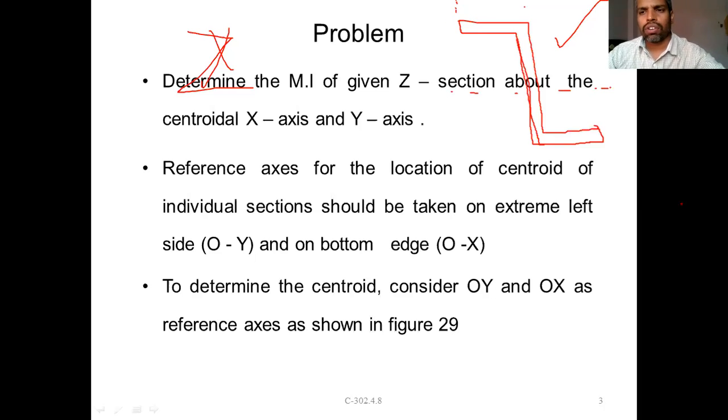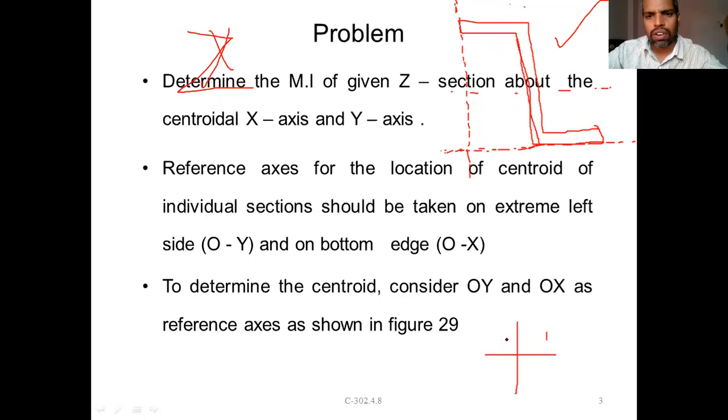Now let us see once again. To calculate the centroid for Z sections, first we have to take the reference axis. For x bar, the reference should always be taken on the extreme left, not here or here or here. Similarly, to calculate y bar, it is better to always take the bottom, because then the entire section will fall under the coordinate system's first quadrant.